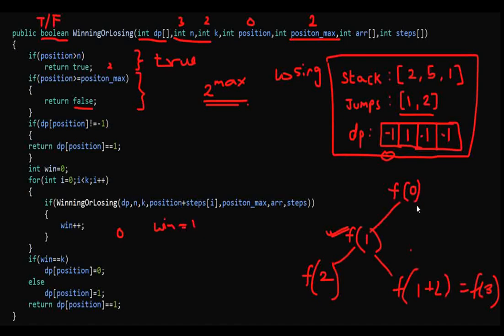Again, f of 0 makes a call to f of 2, f of 0 plus 2, which is 2. So f of 2, right? And we already had calculated this result. So f of 2 is greater than or equal to 2, and hence we return false. Since it's false, we'll not increment win, and we also break out of this loop. Now the value of win here stays 1. So win is not equal to 2, and hence we have calculated the value of dp0 also. So dp0 is also 1.